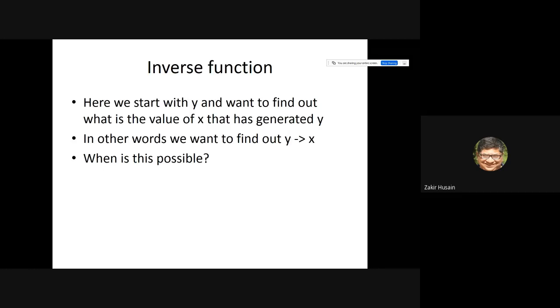Suppose we take x minus 1. Suppose y is equal to x minus 1, and the value of y is 6. What is the value of x? Seven. So in this case, it is possible.